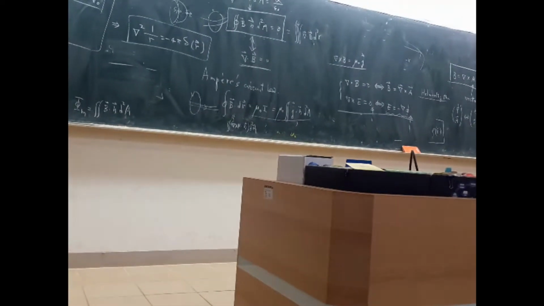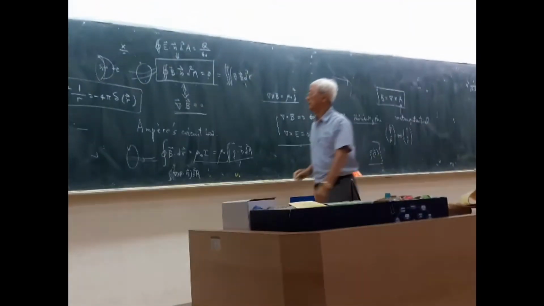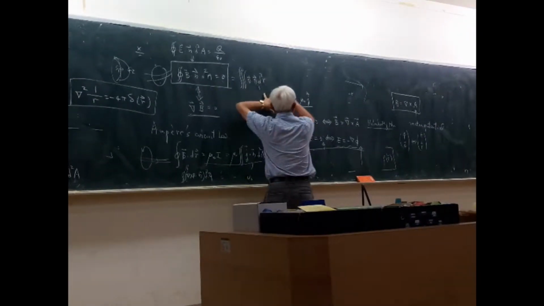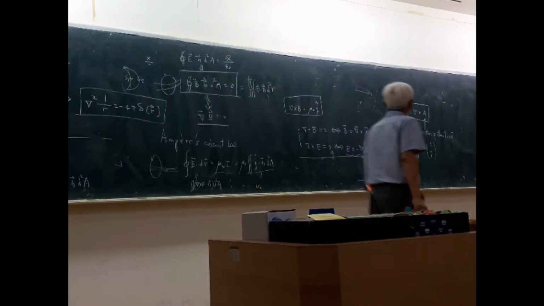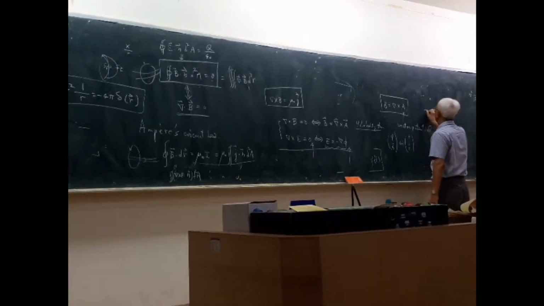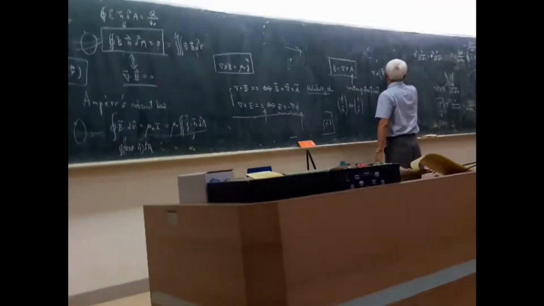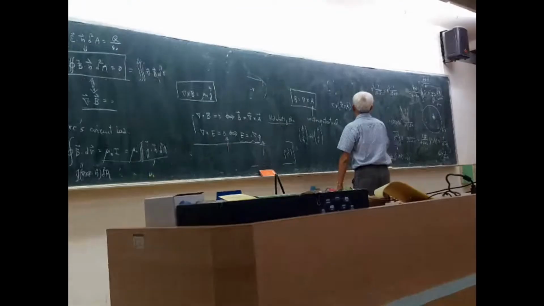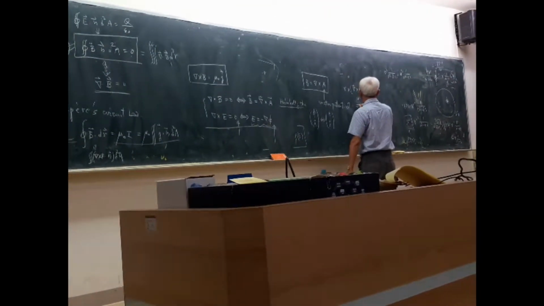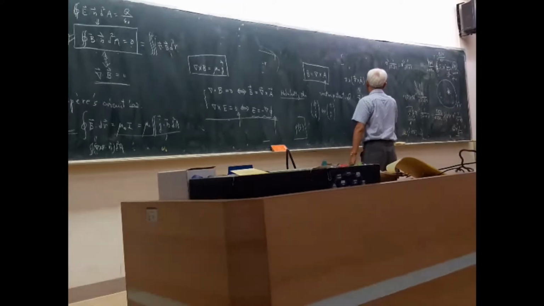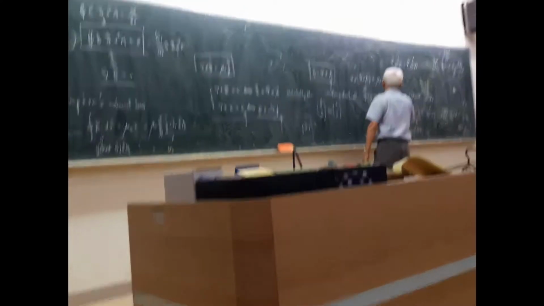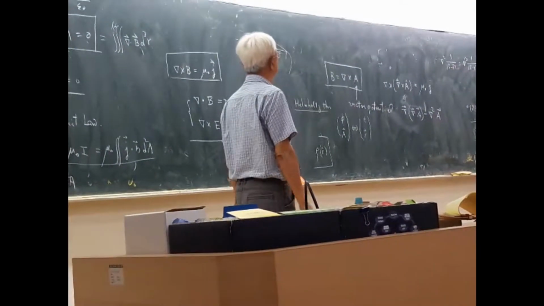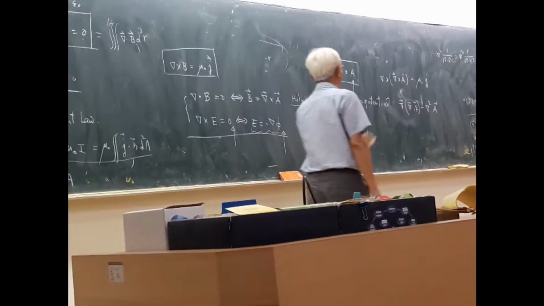Now, if you insert this into the Ampere circuit law, then you have curl B equal to mu naught J, right? And that is equal to gradient divergence A minus Laplacian A, right? Okay. And so under the condition divergence A is 0.